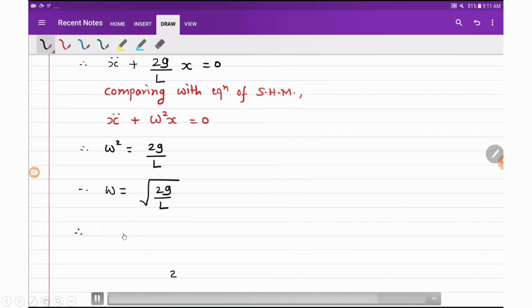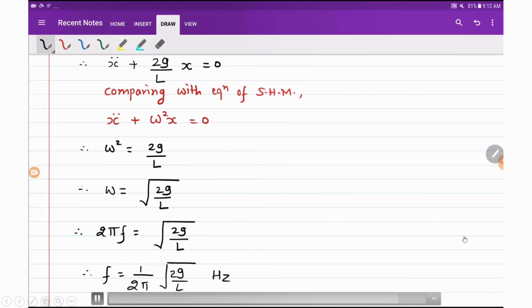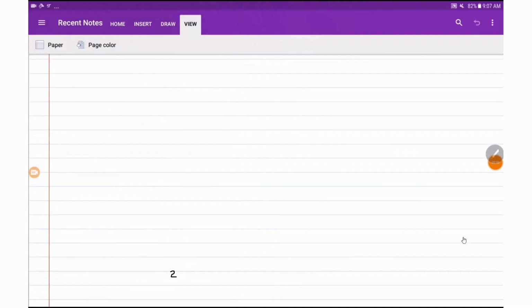Write down the formula for omega that we know from physics. So it is 2 pi f is equal to square root of 2g by L. So f will be equal to 1 upon 2 pi square root of 2g by L in hertz. So this is the frequency of oscillation of the small displaced liquid in U-tube manometer.